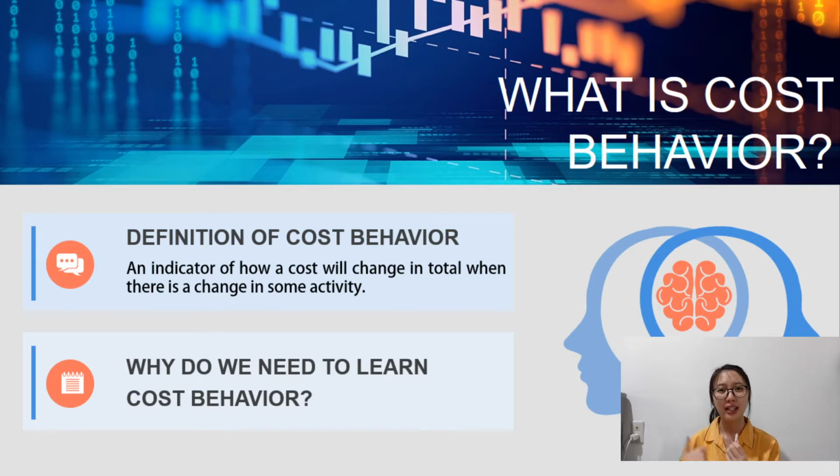Cost behavior is an indicator of how a cost will change in total when there's a change in some activity. Why do we need to learn about cost behavior? Well, in business activity, there is a kind of cost that will fluctuate based on the activity levels. There's also a kind of cost that will remain the same no matter how much the production is. In order to make management understand and know how to control these costs, they need to understand cost behavior first. And also, by understanding cost behavior, the company will have the ability to control costs, estimate costs, and make decisions.